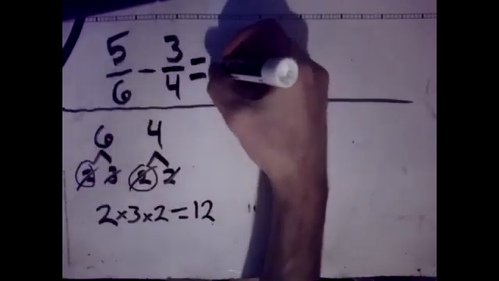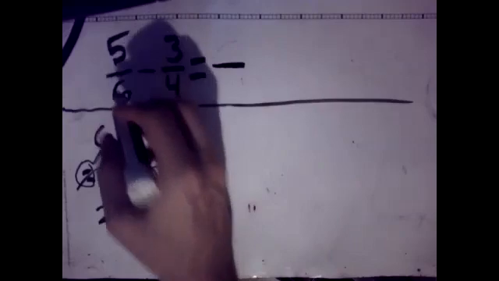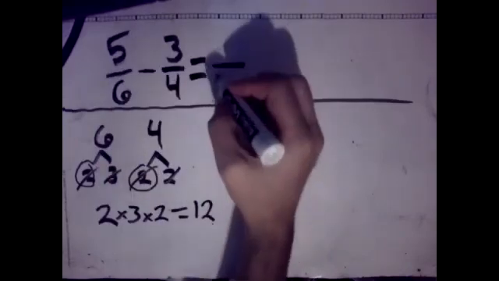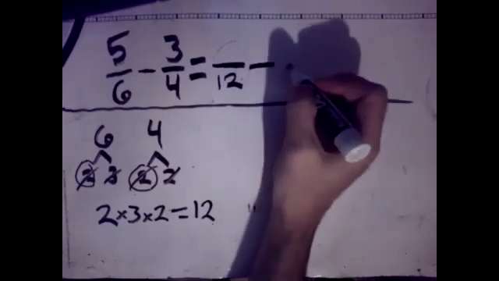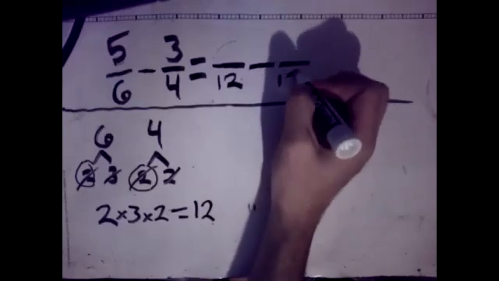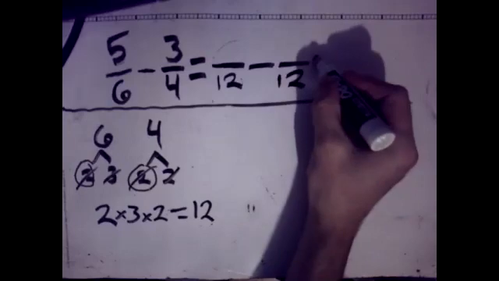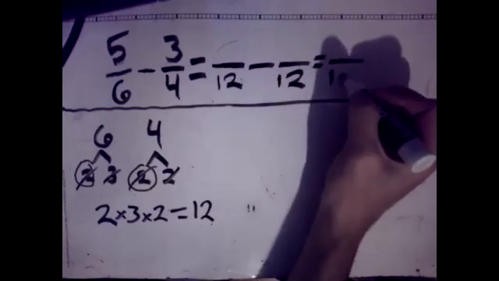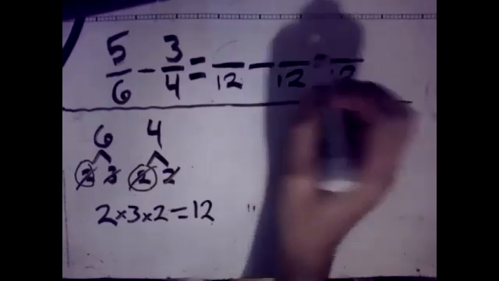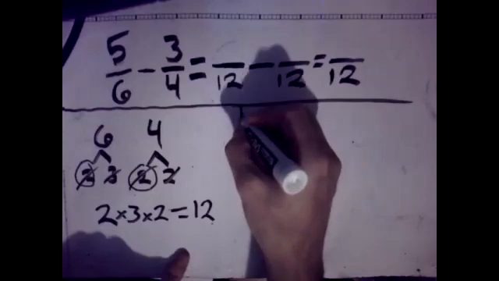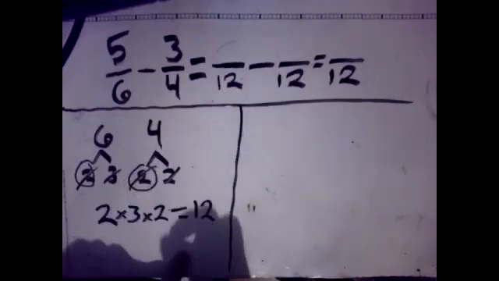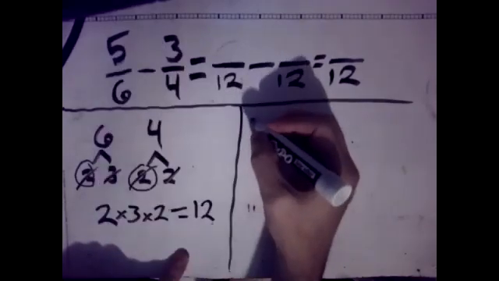So I now know this equation is not going to be 5/6 minus 3/4. It's going to be some number of 12ths minus some number of 12ths, which will equal some number of 12ths. And I always like writing this in early so that it allows me to keep track of what I've done. So now I'm going to separate out. I found my lowest common denominator. Now I need to convert my fractions.